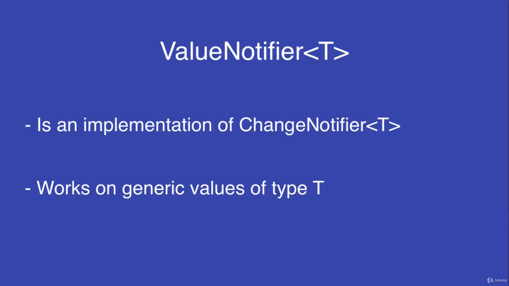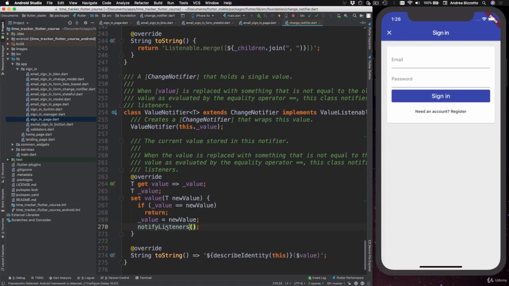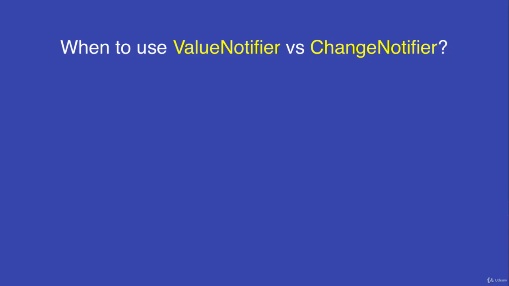And what this means is that ValueNotifier is an implementation of ChangeNotifier that works on simple values. But under the hood, they work in the same exact way. And that is that when the value is updated, then notifyListeners is called, and we can use this to rebuild our widgets. So ValueNotifier and ChangeNotifier are very closely related, and you might be wondering when should we use one and when should we use the other? And the answer, as it's often the case with state management, is it depends.